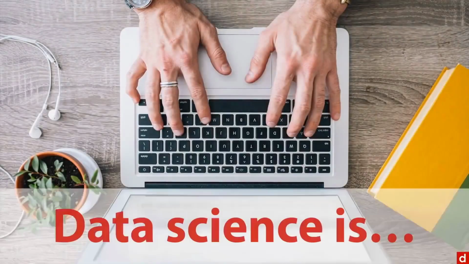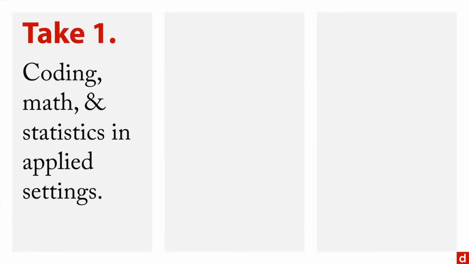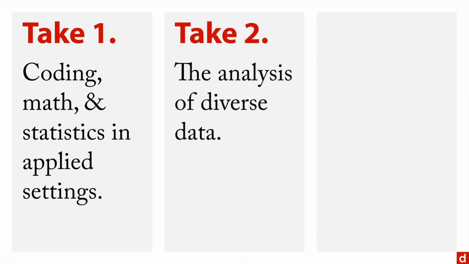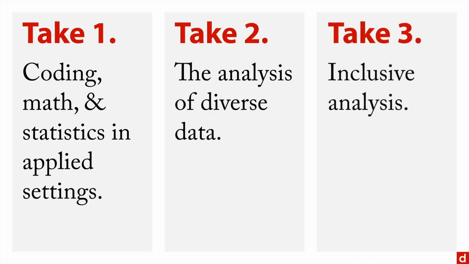Now, data science can be defined in a few ways. I'm going to give you some short definitions. Take one on my definition is that data science is coding, math, and statistics in applied settings. That's a reasonable working definition. But if you want to be a little more concise, I've got take two on a definition: data science is the analysis of diverse data, or data that you didn't think would fit into standard analytic approaches. A third way to think about it is that data science is inclusive analysis. It includes all of the data, all of the information that you have in order to get the most insightful and compelling answer to your research questions.